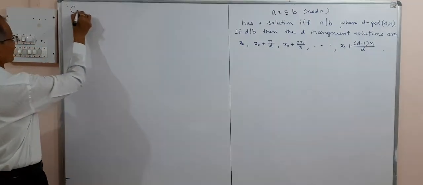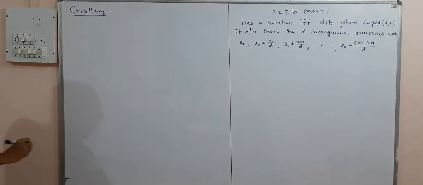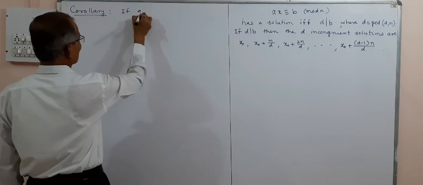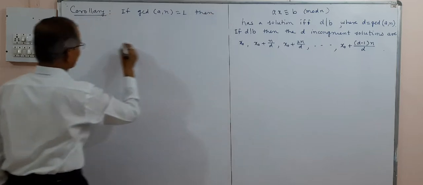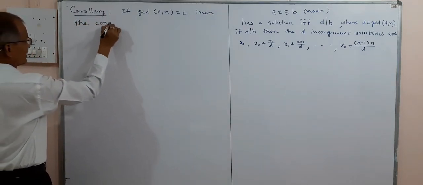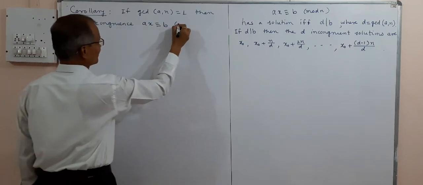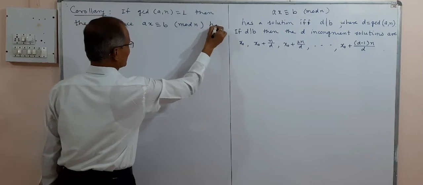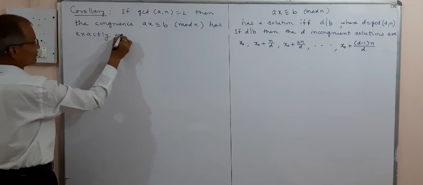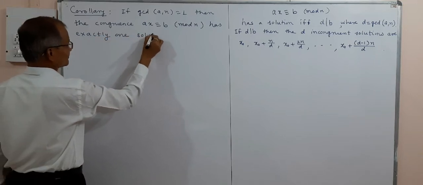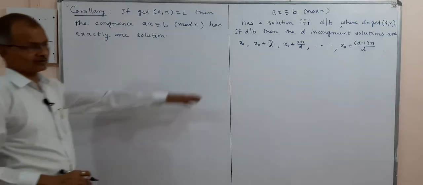Now we write a corollary for this theorem, and that is: if the GCD of a and n is equal to 1, then the linear congruence ax ≡ b (mod n) has exactly one solution, or a unique solution. And this result directly follows from the theorem.